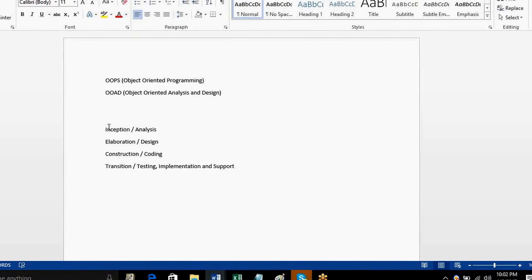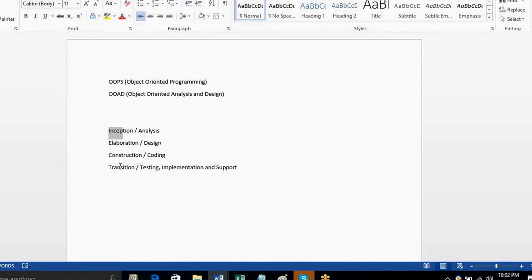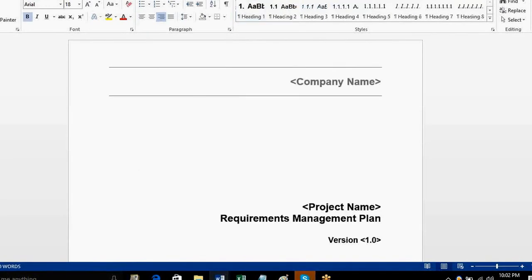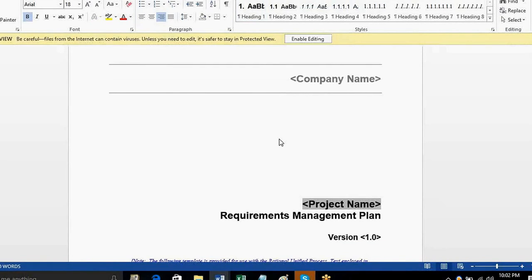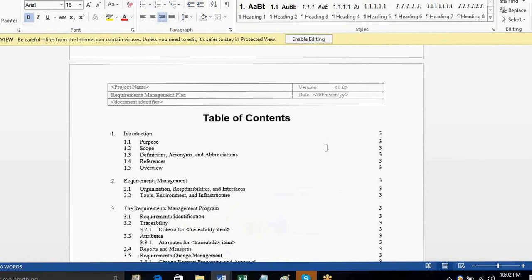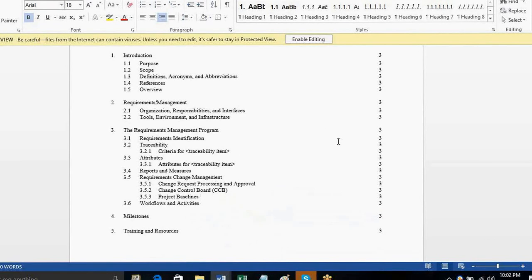So equivalence. This is in your first half here. Inception, elaboration, construction, transition is your Rational Unified Process methodology. And then UML is, this is your traditional waterfall model. So in your requirements management plan, you will have all of these. I'll just go through the table of contents only.